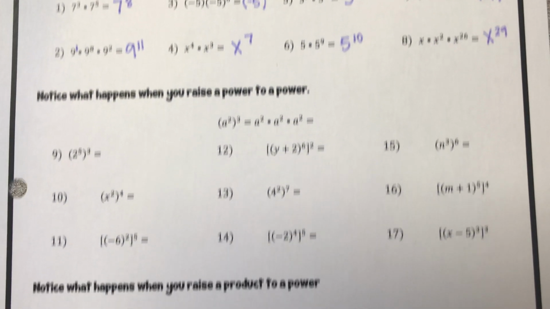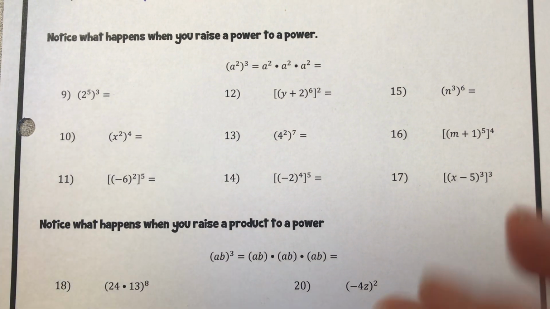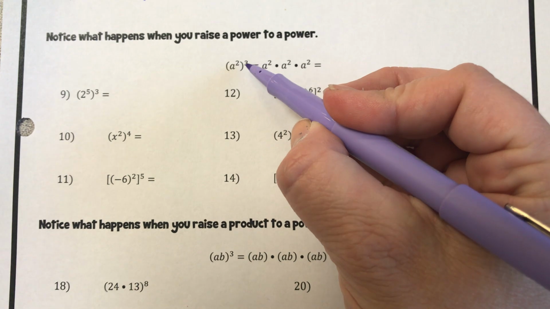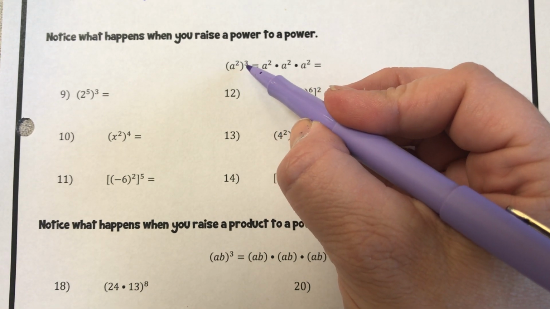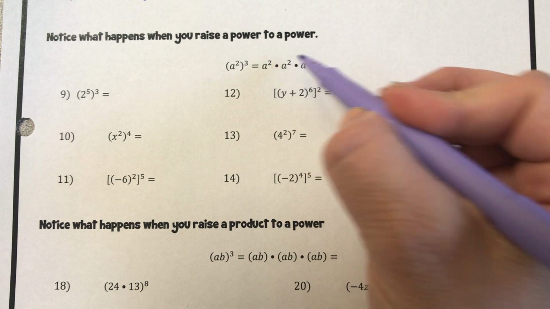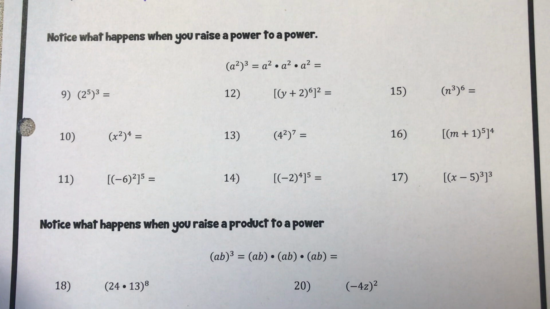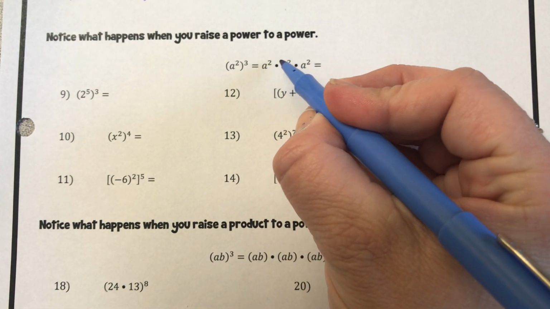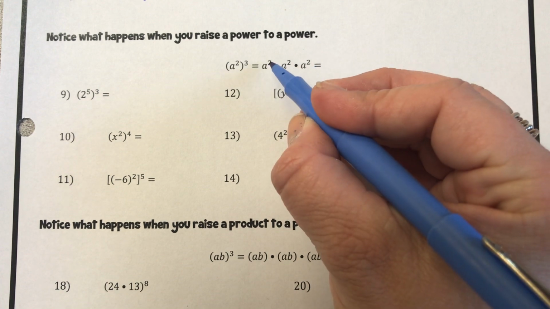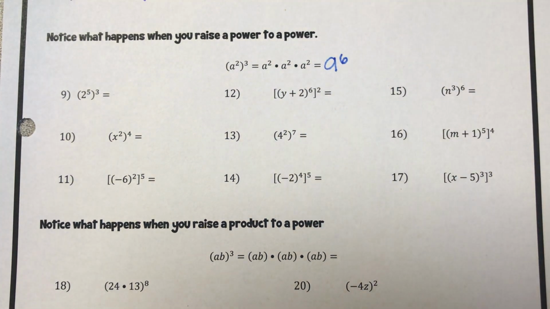Okay, so now let's talk about when you raise a power to a power. So if I have a to the second to the third, all that means is I have a to the second 3 times. A to the second times a to the second times a to the second. So we can use what we learned up above, right? We know if we're multiplying them, you add the exponents. So 2 plus 2 plus 2 is 6.